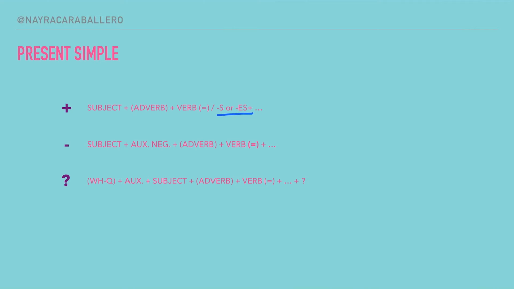For instance, he likes cars. Okay? He is a third person singular, so the verb ends with s. But if we say we like cars, okay, we is a first person plural, so like doesn't end with s, okay?